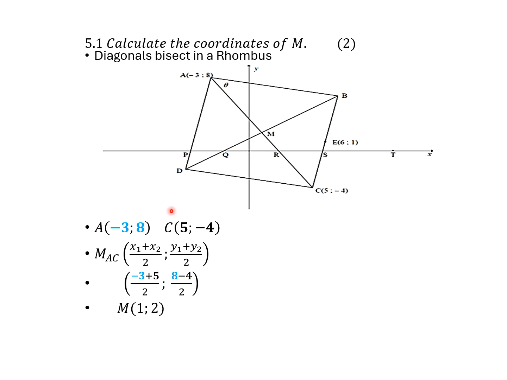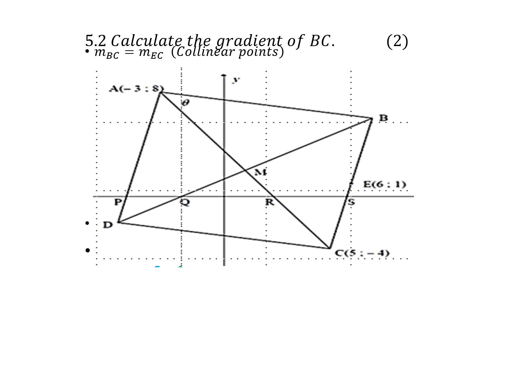Alright? And say 2 marks, 1 mark for substitution, 1 mark for the answer, or sometimes 1 mark for x and 1 mark for y. So hope you follow. Let's look. 5.2. Say calculate the gradient of BC.